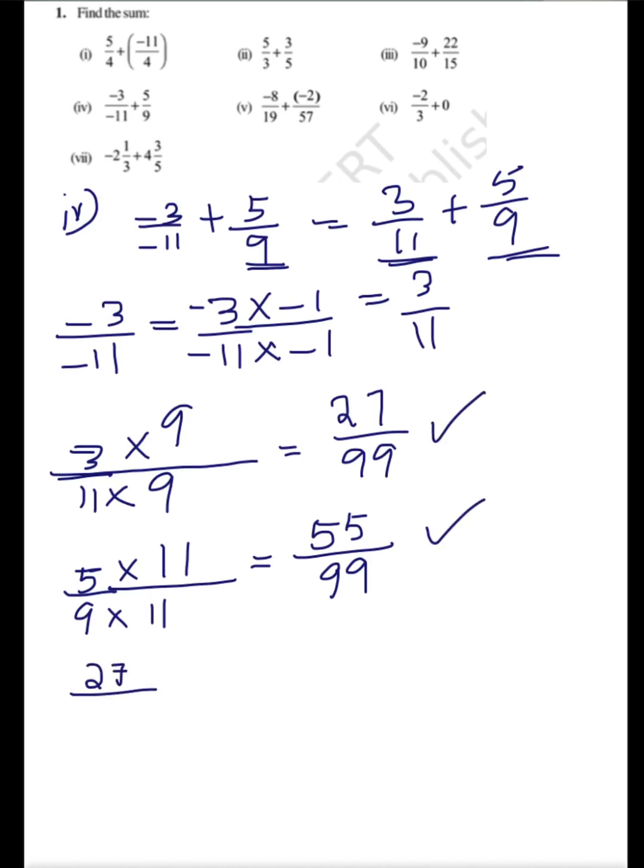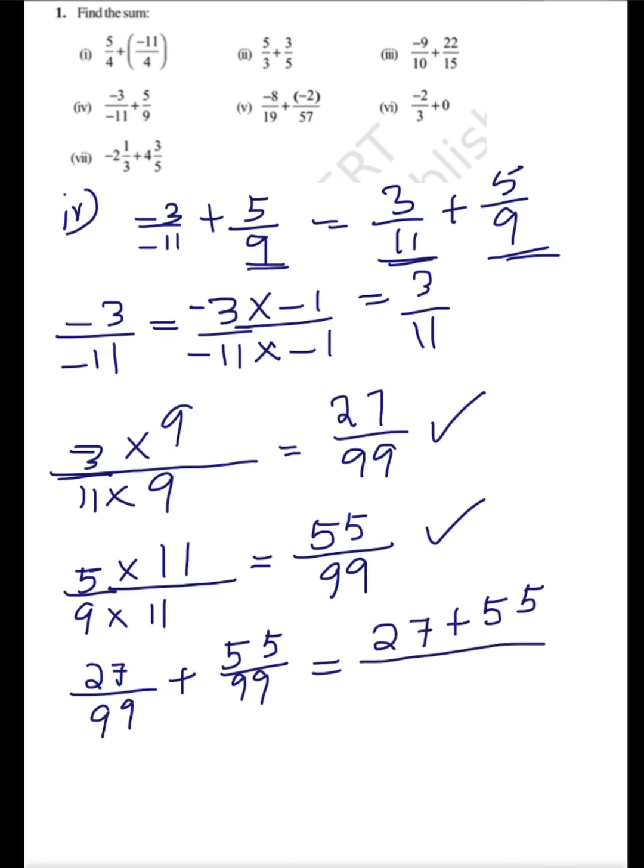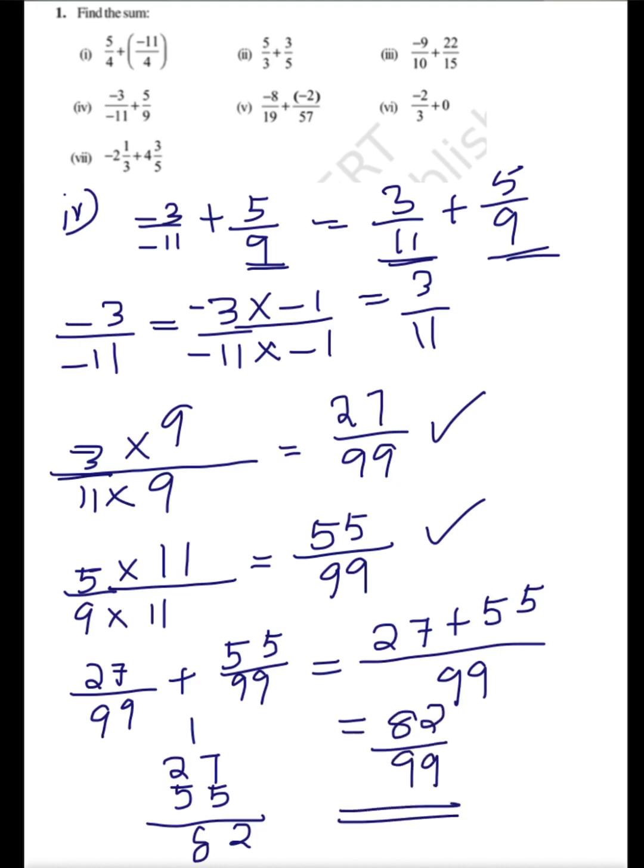Now you can just add them. That is 27 by 99 plus 55 by 99. Then what will be the answer? 27 plus 55 divided by the same denominator, which is 99. Now what is 27 plus 55? Let's add them. 27 plus 55: 12, carry 1, 82. So our answer will be 82 by 99. So this will be the answer for the fourth question, 82 by 99.